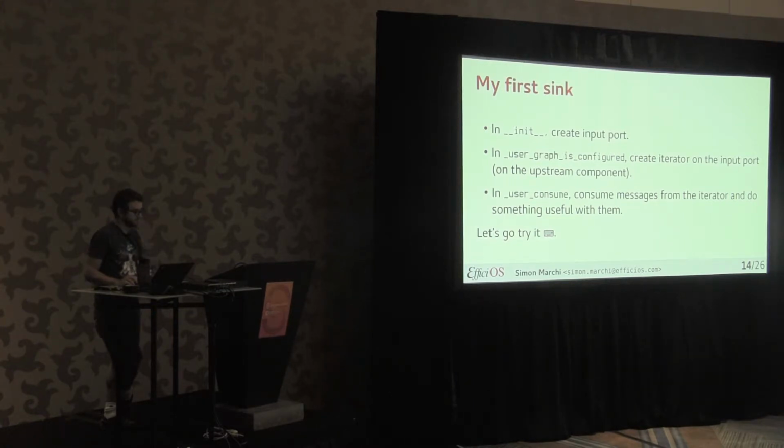So we created an iterator in graph is configured. And finally in consume, that's the function, the callback that will get called repeatedly by the library to tell you, well, consume from your upstream component, receive some messages, and do something useful with it.